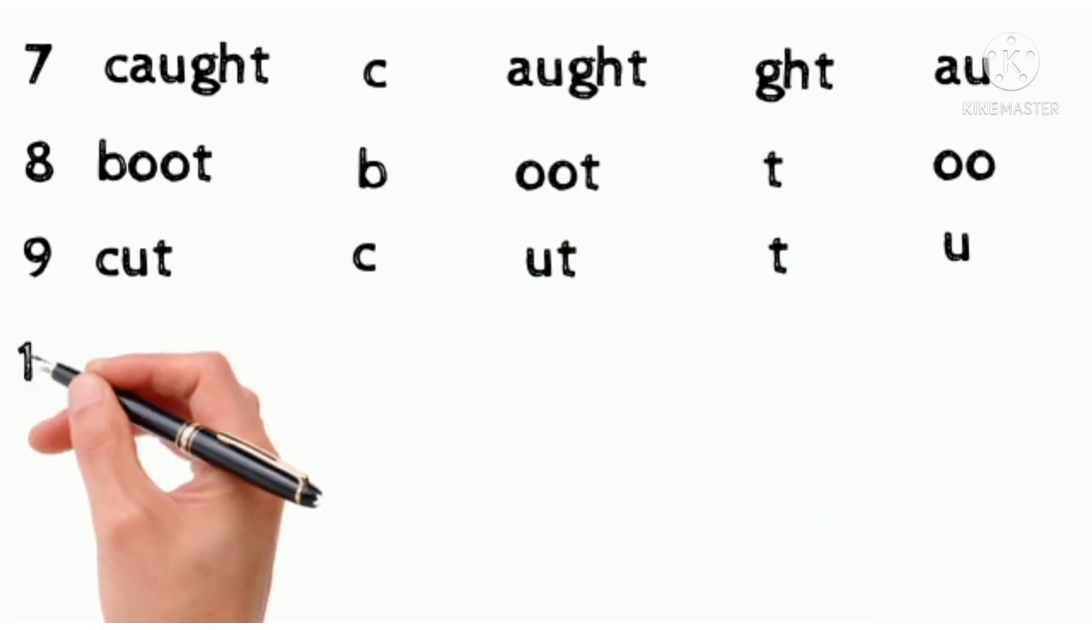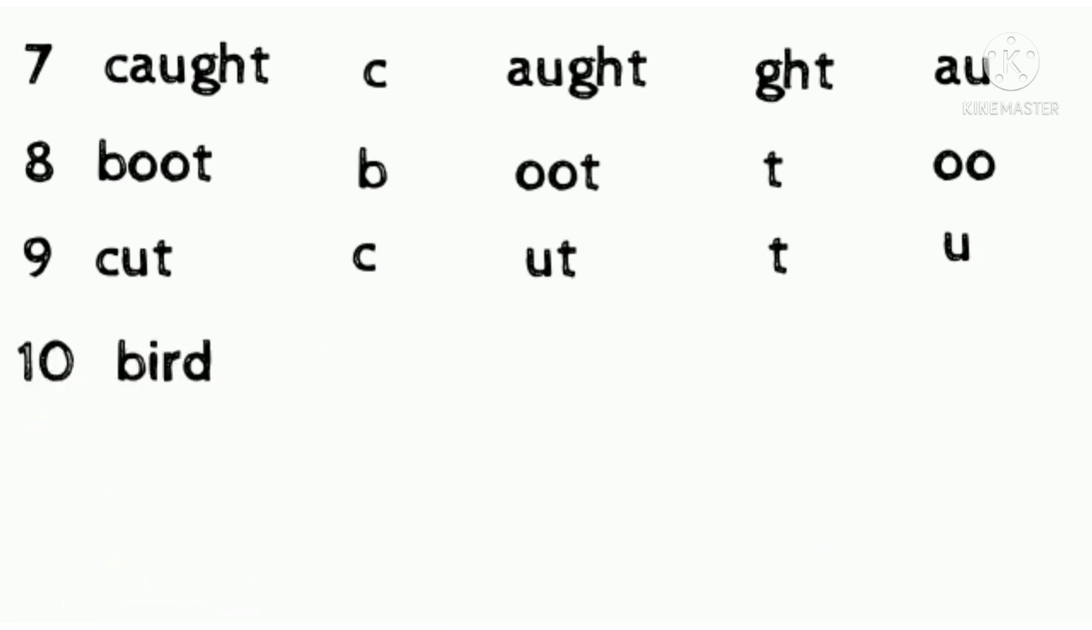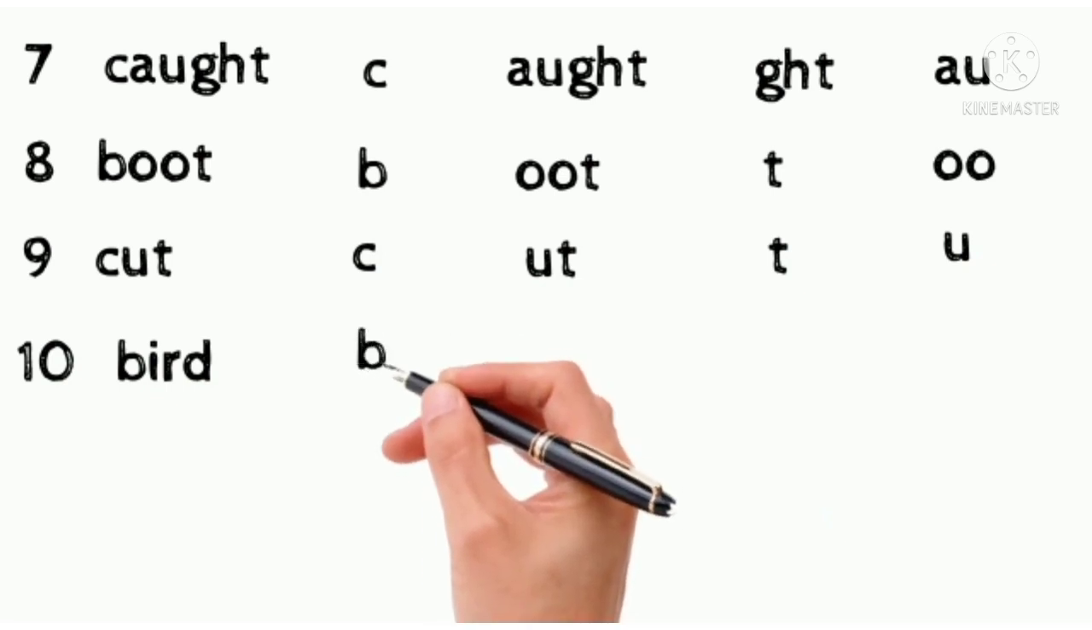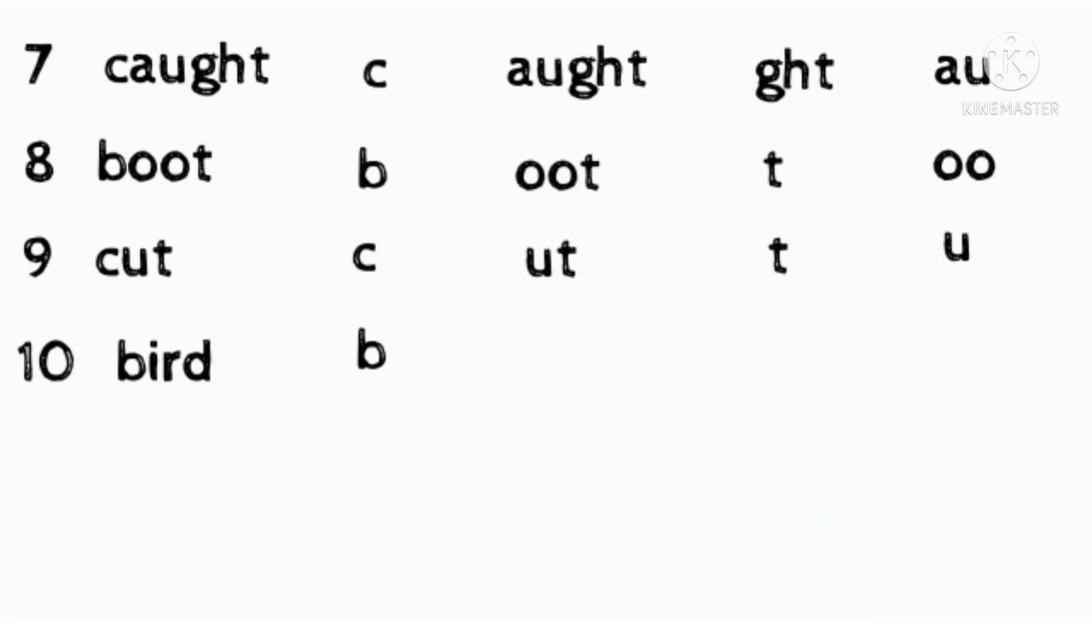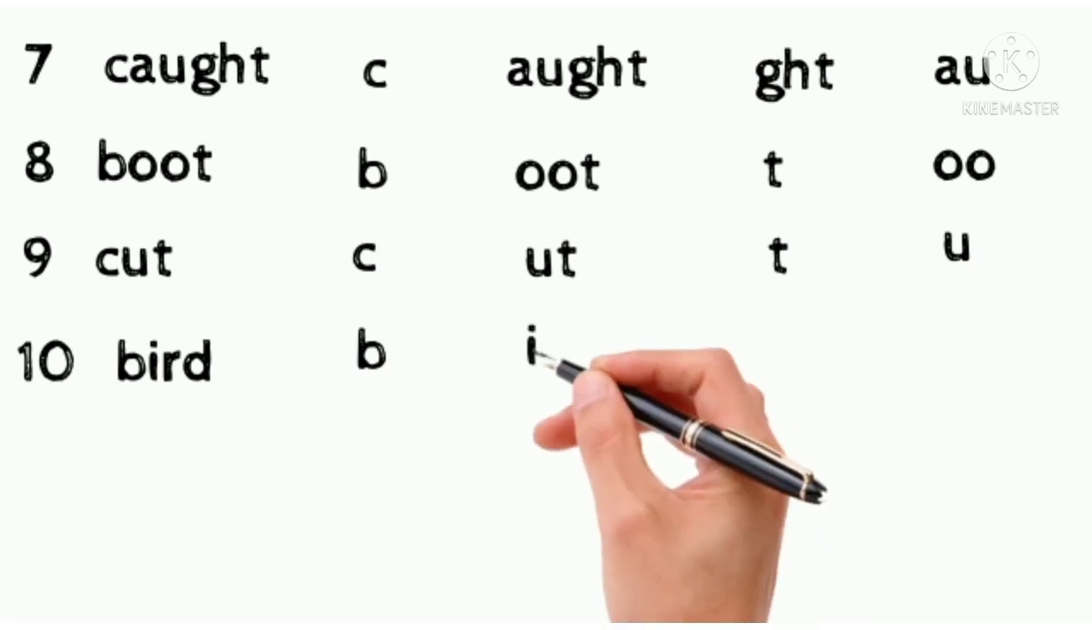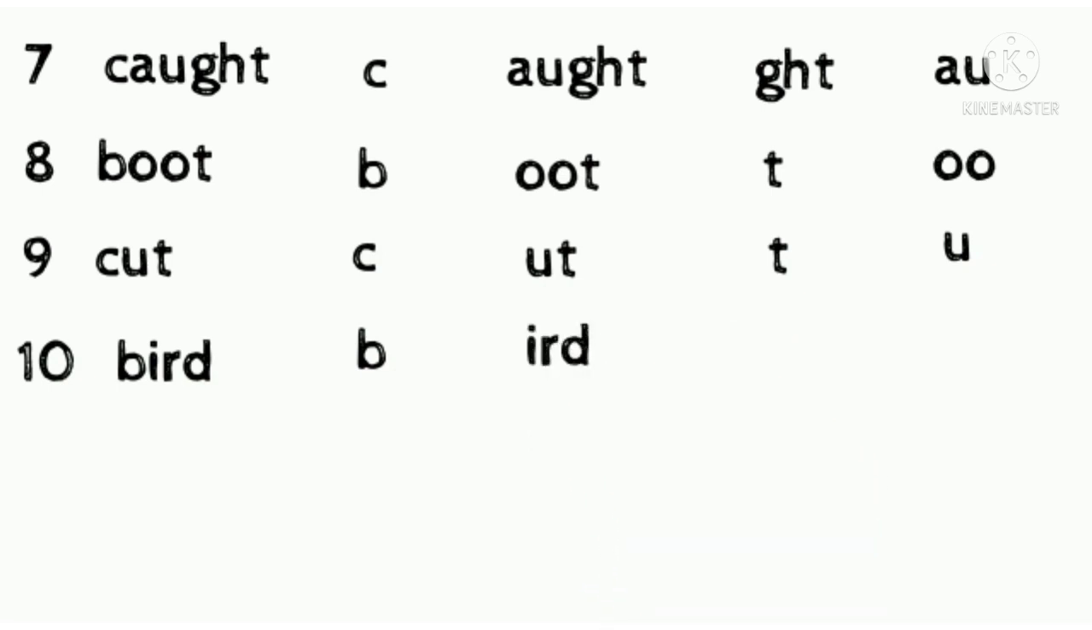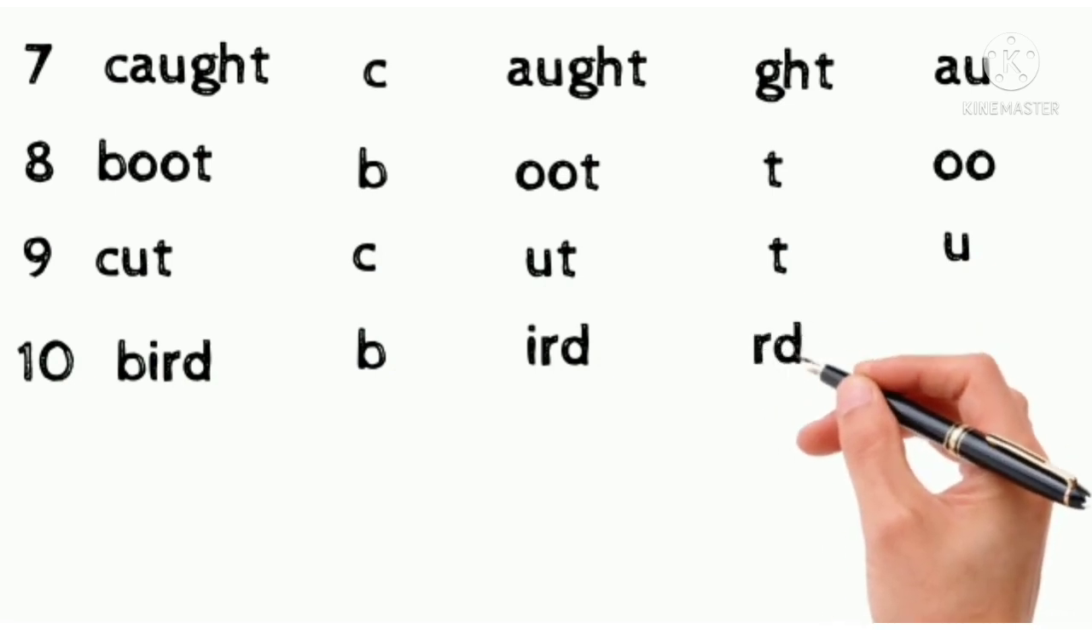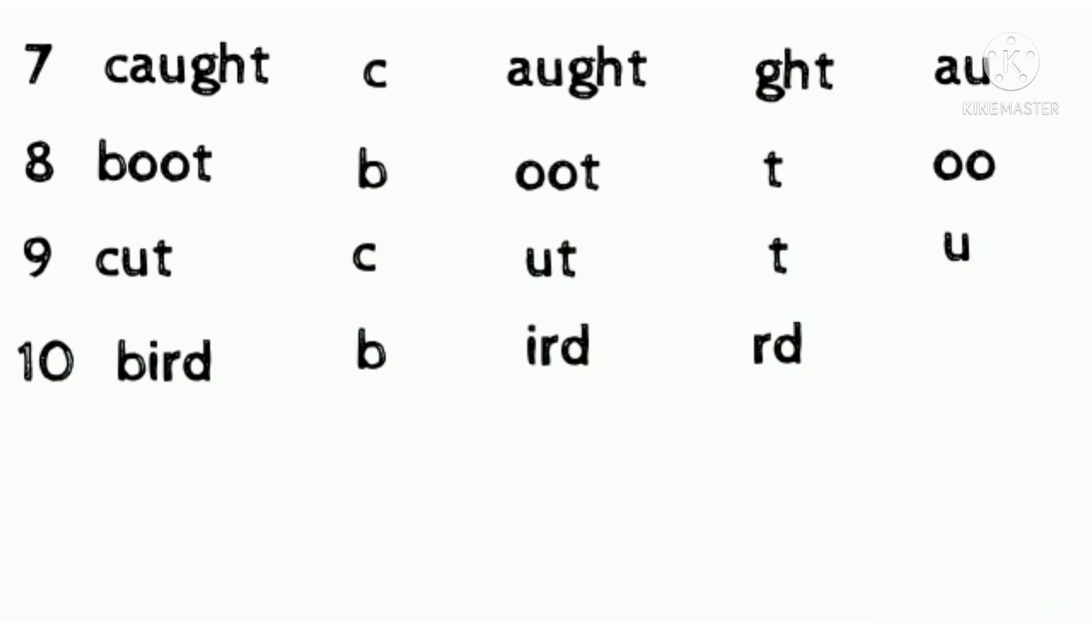So now there is bird. If we cut b sound, very good. What we get is erd, and the rest we have to cut here. We don't pronounce the sound, so we get a sound. So it will give a sound here.